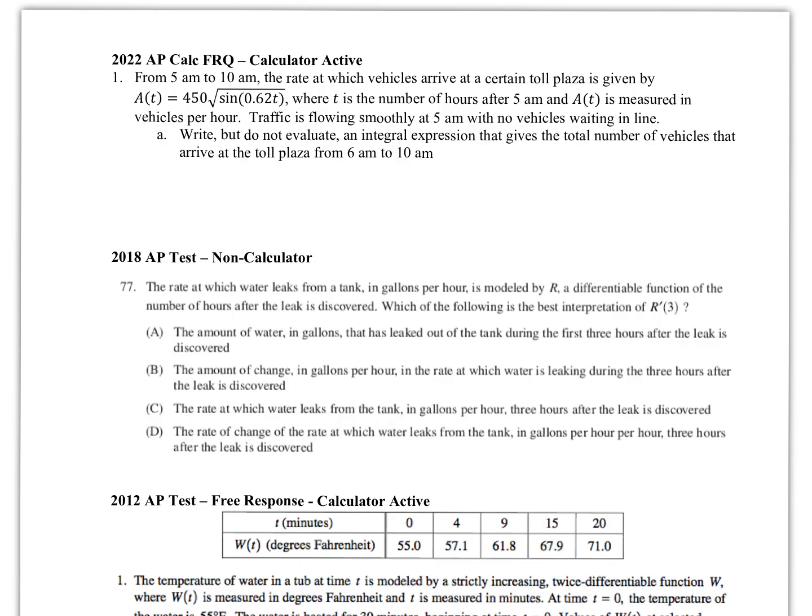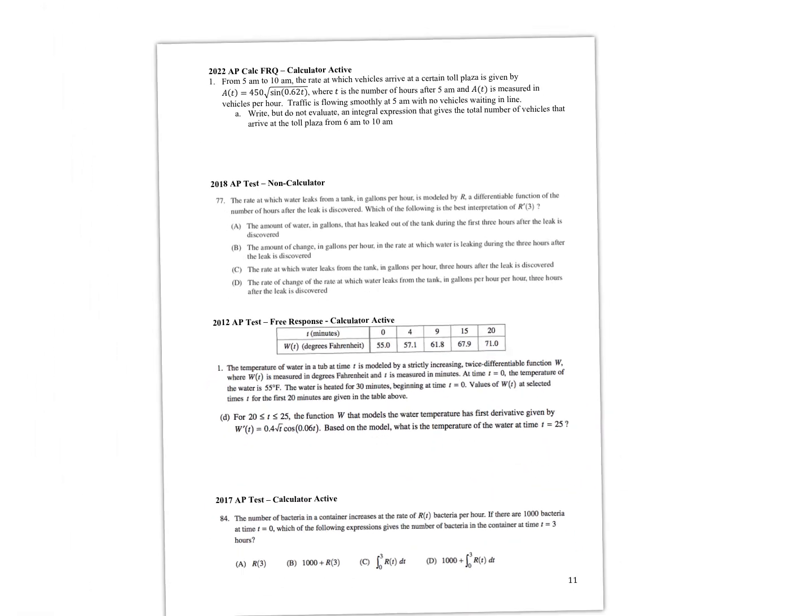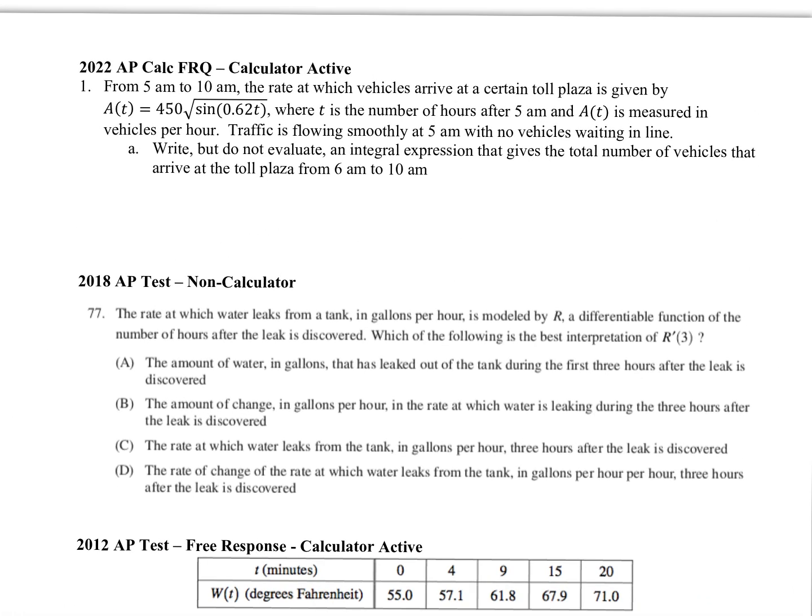at a certain plaza is given by A of t. A of t is a rate. And t is the number of hours after 5 a.m. that A of t is measured in vehicles per hour. Okay, traffic is flowing smoothly at 5 a.m. with no vehicles waiting in line. So we've got nothing to add to that integral, right?